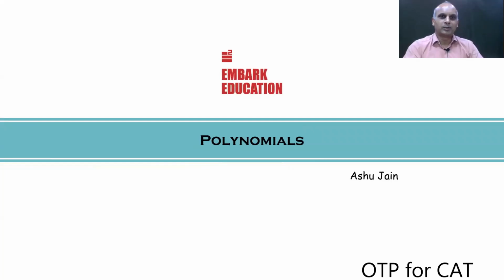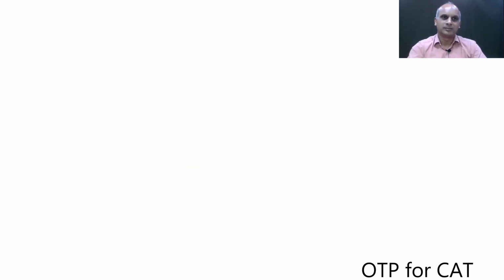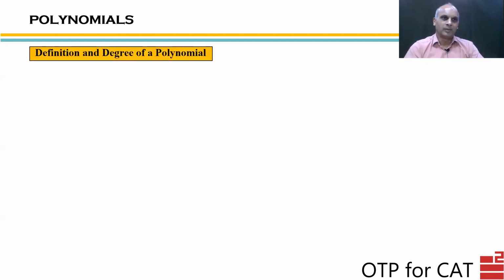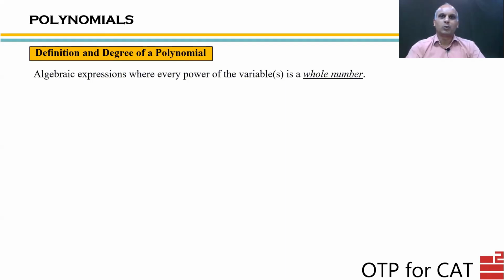In this video, I'm going to discuss polynomials in the context of CAT preparation. Before I start, I want you all to know what polynomials are, and you should also know what is meant by the degree of a polynomial. So what is the definition of a polynomial? Polynomials are algebraic expressions where every power of the variable or variables is a whole number.